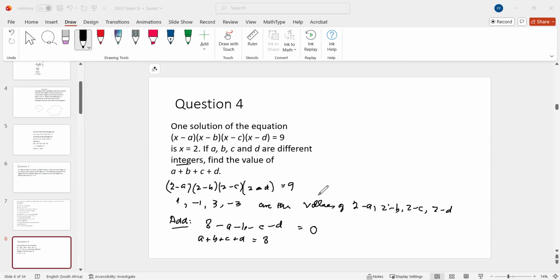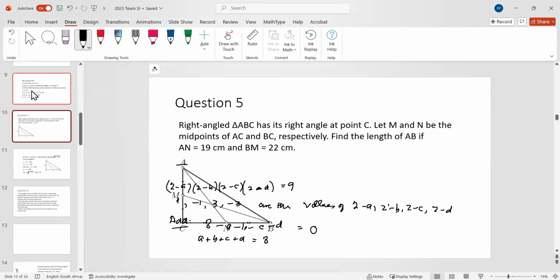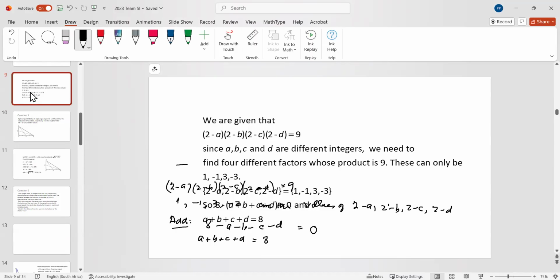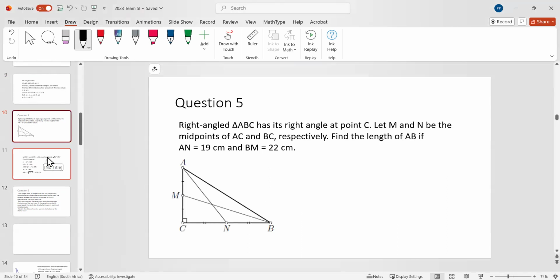Where did I get 0 from? Because this set here is the same as this set. These are the solutions. 1, minus 1, 3, minus 3. When you add them, you get 0. Okay, so that requires a little bit of insight and a little bit of arguments and logic. Okay, let me just see what the solution was. Yeah, so this is the same thing. I'm exposing the solution here. Well, we go on to question 5.